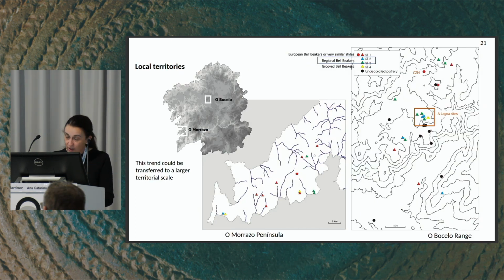This trend could be transferred to a slightly larger territorial scale if we look at two small areas, Morrazo and Bocelo Ranch. We have observed this tendency. In addition, it can be noted that there is a greater decorative richness and variety of shell used in the interior than on the coast. Is more value placed on shell in the interior because it is more difficult to obtain? I don't know. Is there a preference for a more international style on the coast? The different use of shell inland and on the coast could be showing faint differences in the development of identities.